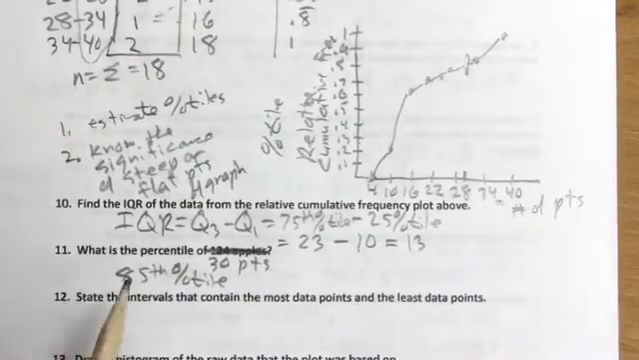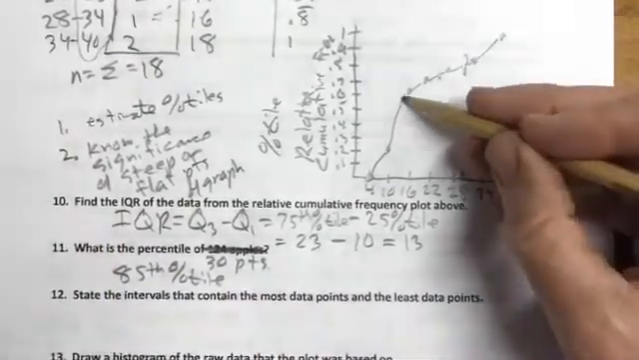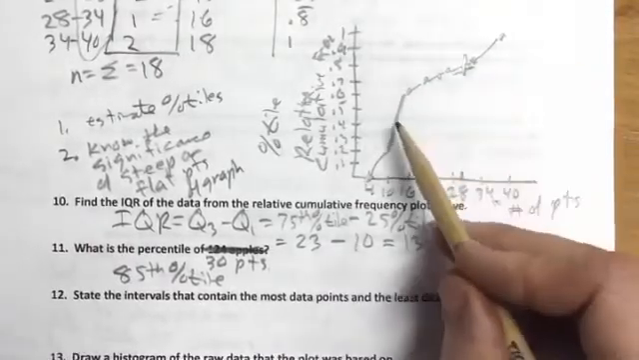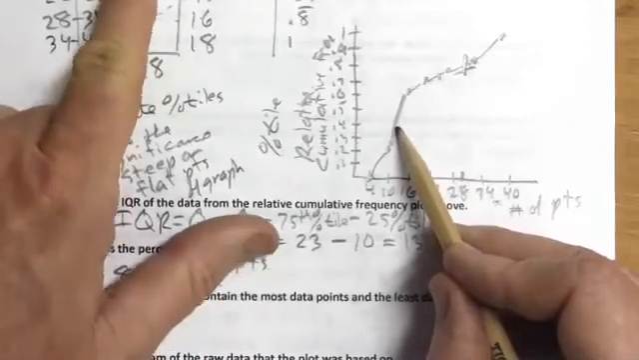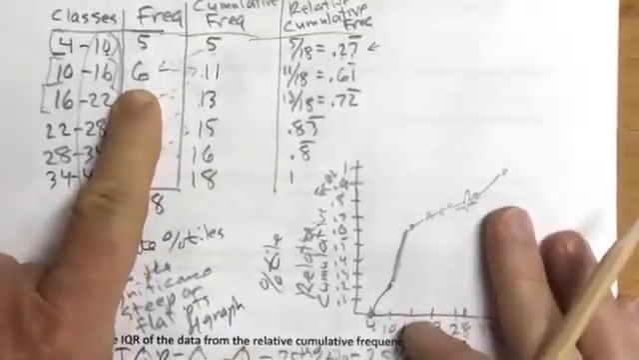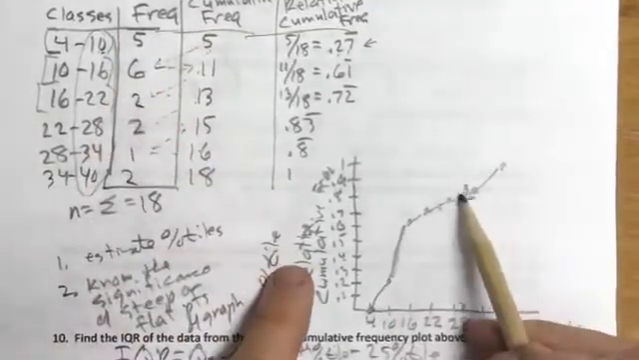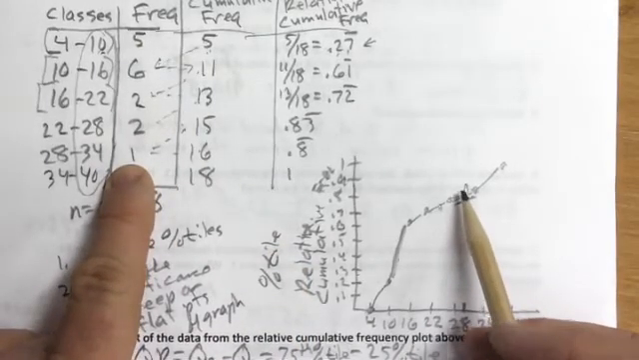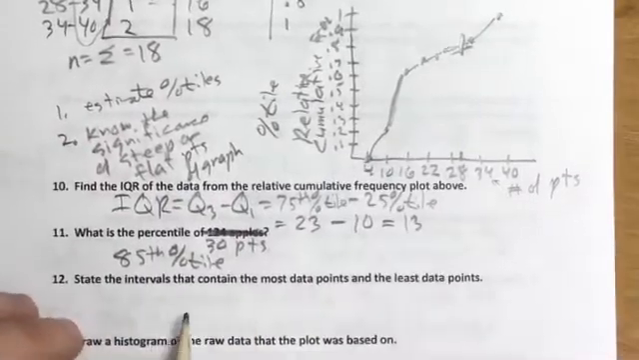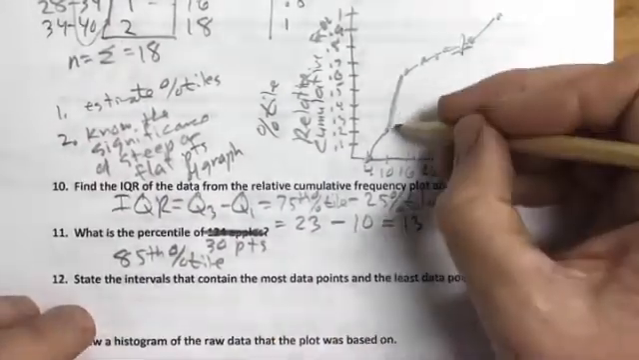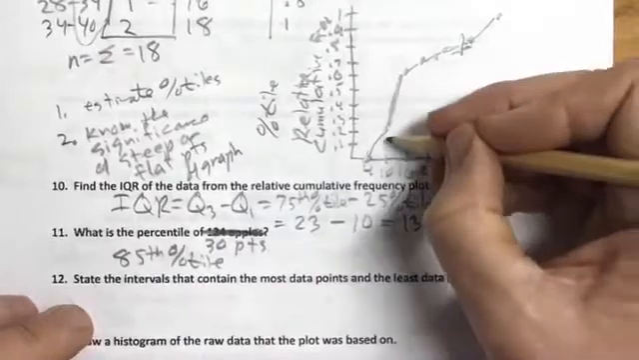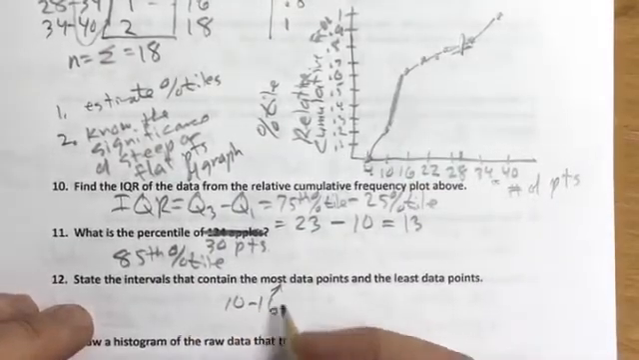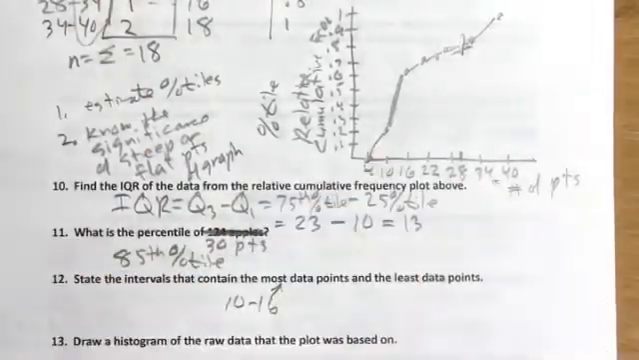The second thing is the significance of wherever the graph is really steep and wherever the graph is flat, okay? Wherever the graph is steep, it means there's a lot of data there. Wherever the graph is flat, it means there's not much data there. That's important to know, okay? So state the intervals that contain the most data points. The most data points are wherever it's steepest, between 10 and 16. Of course you could get that off the table, but it wants you to look at the graph.